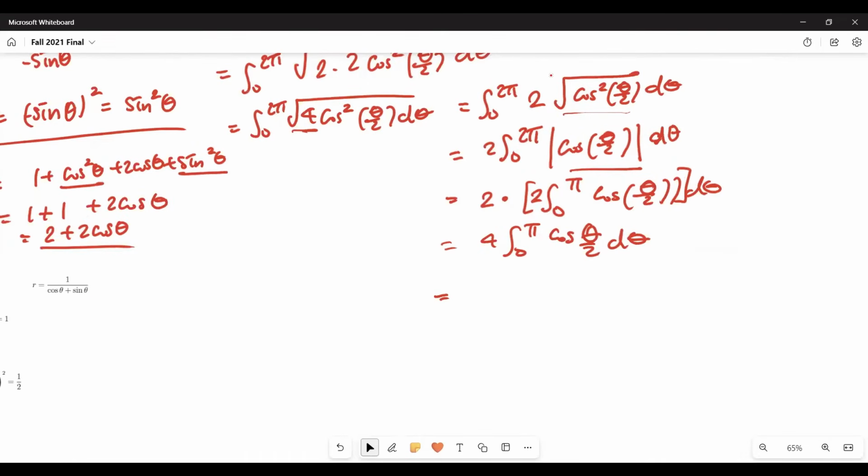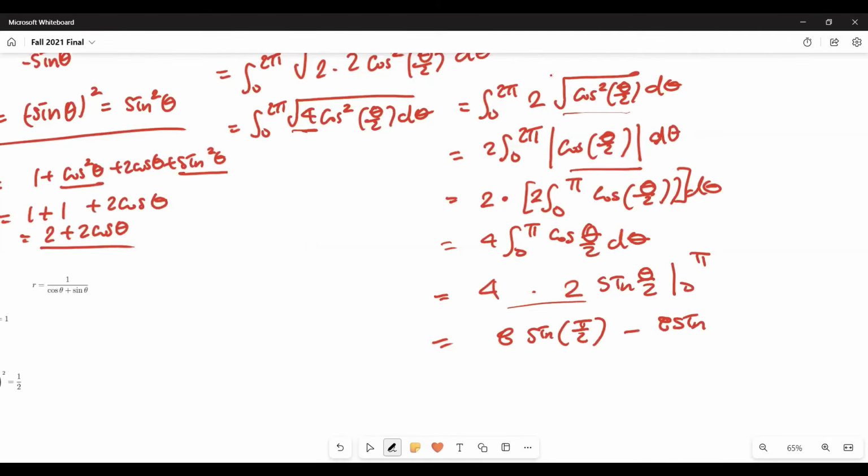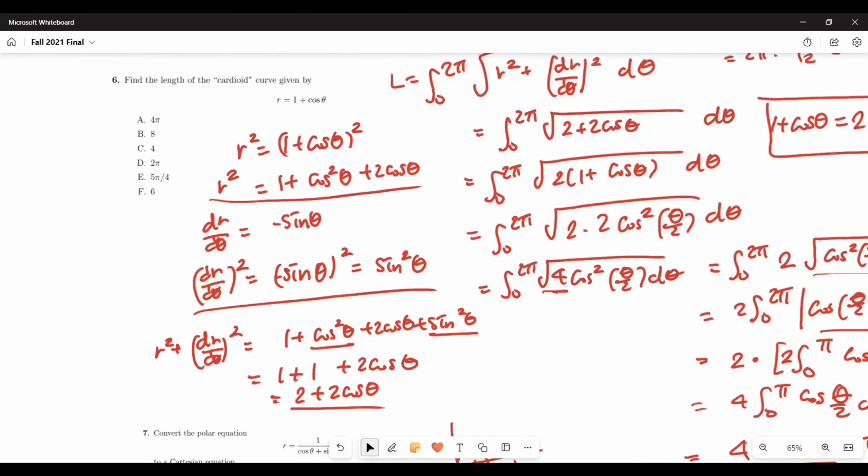Okay, and then if you integrate, this is 4 times 2 sine theta over 2, 0 to pi. So the constant can come out: 8 sine pi over 2 minus 8 sine 0, which is 0. Sine pi over 2 is 1, so 8 times 1 is 8. So the answer for this question is B.